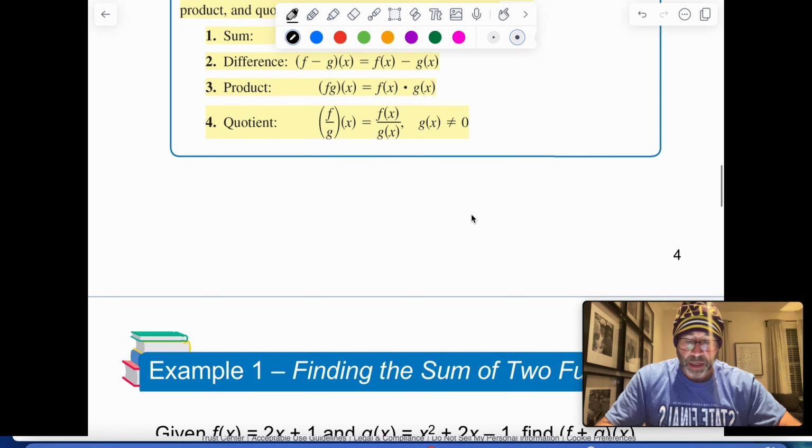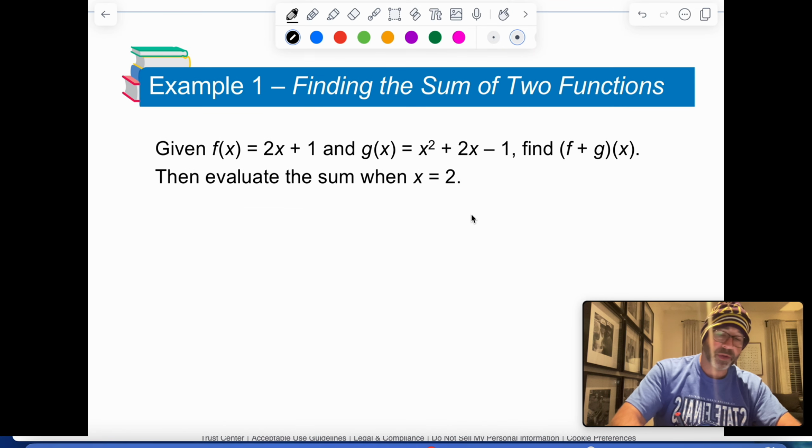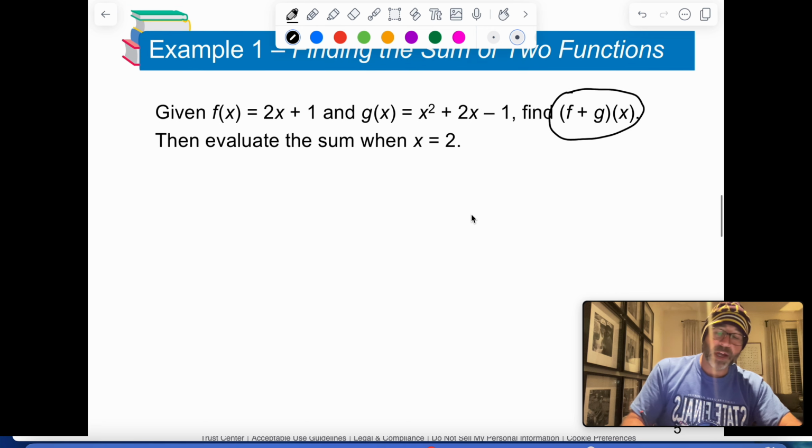Okay. So if I was to say find the sum of the functions, you have to find first what it's talking about here. So in this case, it's saying take f and add g to the function. So we're adding the two functions together. Now there's technically two ways that we can do this. Okay, I'm going to show you both ways.